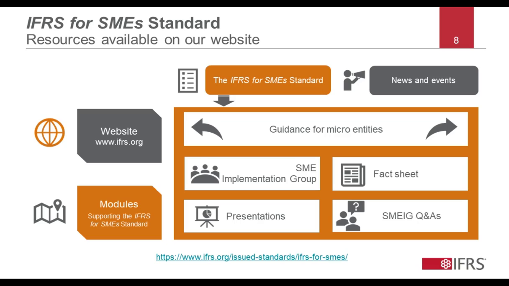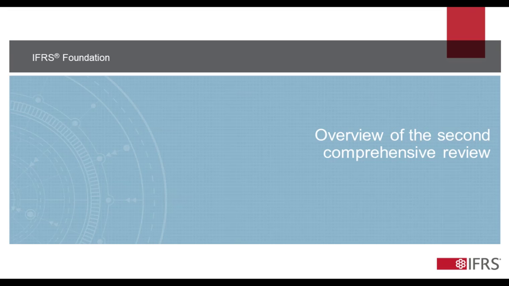So, for example, we have received a question about addressing going concern in the current difficult circumstances, and Module 3, Financial Statement Presentation, contains notes and examples on applying paragraphs 3.8 and 3.9 of the standard on going concern. The examples are around when the going concern assumption is not appropriate or when there are material uncertainties. Now I will pass over to my colleague Michelle, who will provide you an overview of the second comprehensive review.